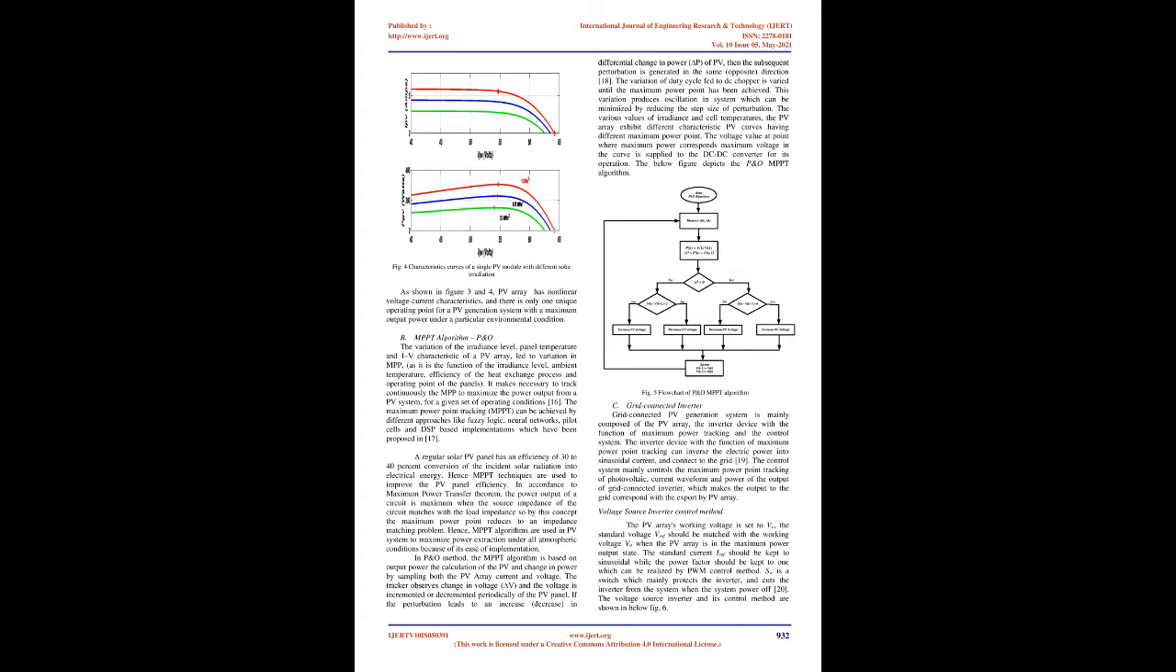The battery energy storage system, BESS, is interfaced with the system such that the battery supplies power to the grid through its own inverter when there is loss of power due to shading of the PV panels.